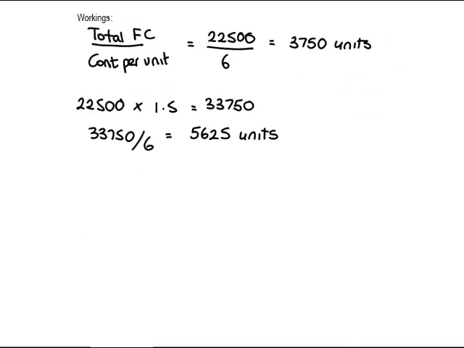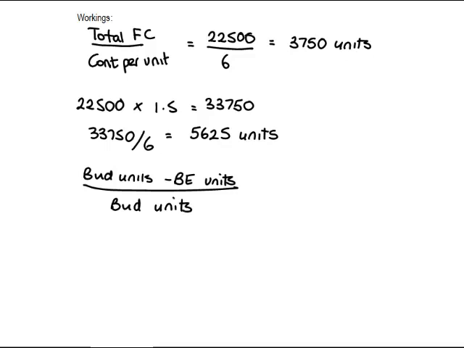We're after the margin of safety. Remember, the margin of safety is our budgeted units minus our break-even units as a percentage of our budgeted units. So here we've got 7,500, which is what we're budgeting. We've got 5,625, which is our new break-even. And as a percentage of 7.5, that gives me 25% margin of safety. So our sales can fall by 25% before we make a loss.